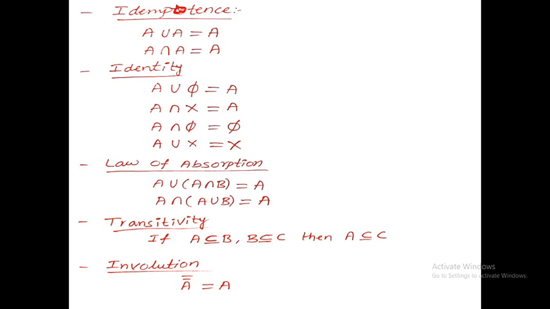What is the involution property? Involution property means here A complement over complement, A bar bar, is nothing but A only. If you are doing the complement two times, then it is equal to the actual set only. Complement of A is nothing but other than A. Again, the complement of that is equal to A only. That's what it indicates.